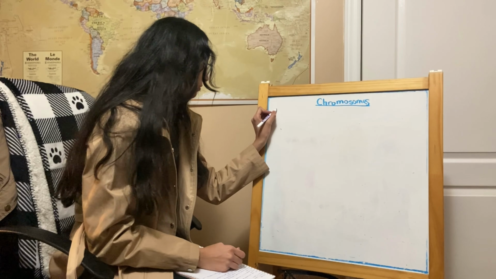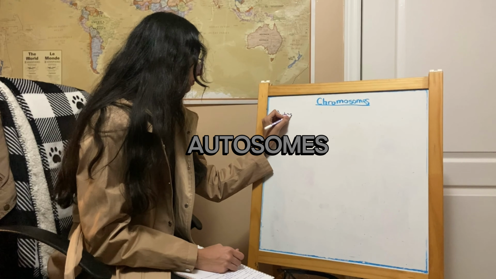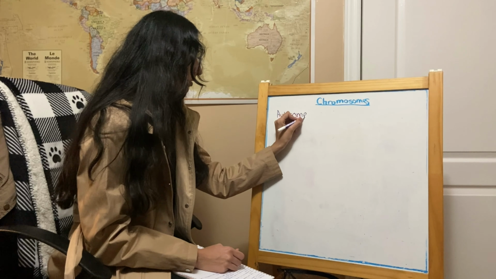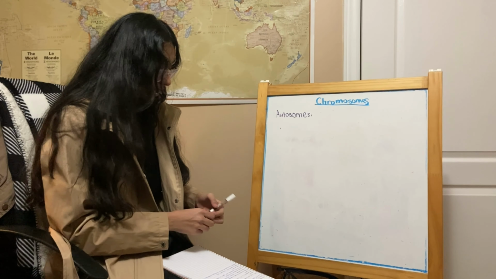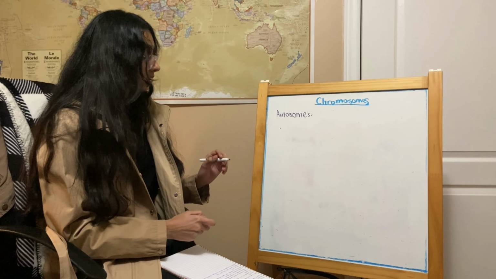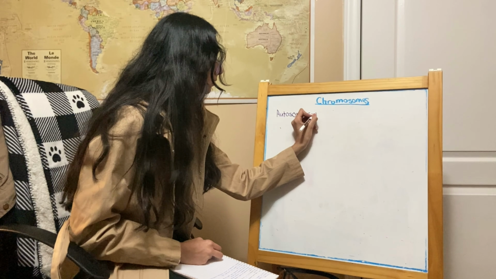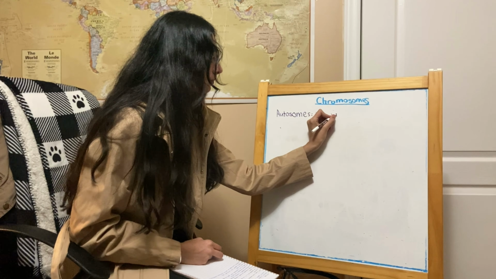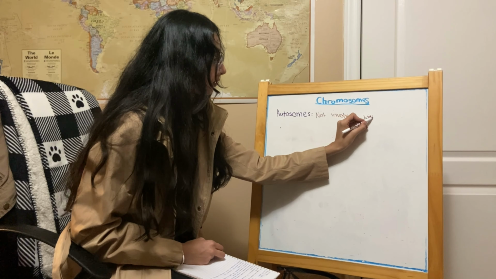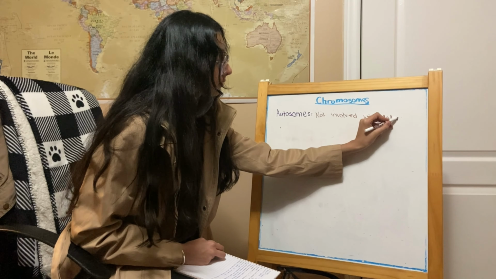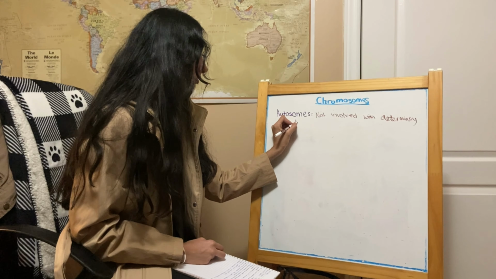So there's two types of chromosomes. First, there are autosomes. Now, what are autosomes? The definition of an autosome is a chromosome that is not involved in determining the sex of an organism. So, not involved with determining the biological sex of an organism.